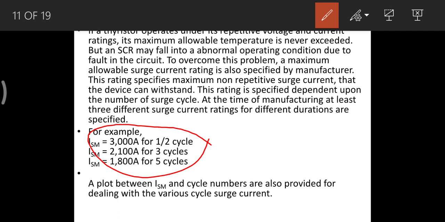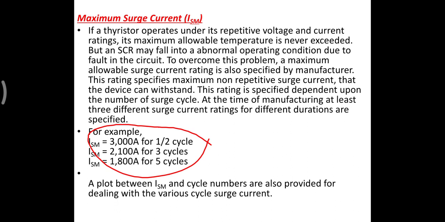So for half cycle, see here, an example is given. For half cycle it withstands 3000 amperes. For 3 cycles it allows 2100 amperes. For 5 cycles it allows 1800 amperes. So that means the surge currents are expressed in terms of cycles.